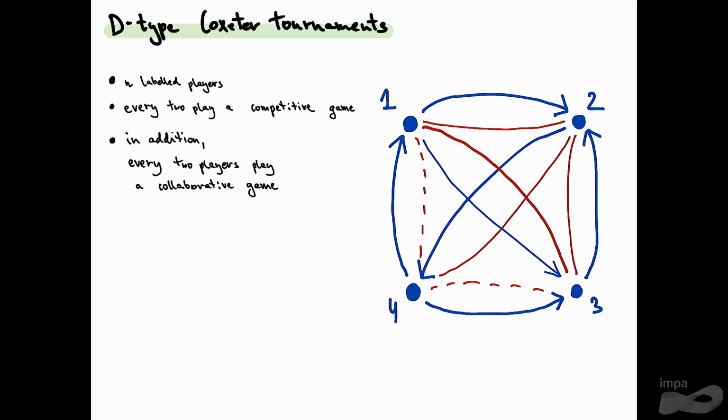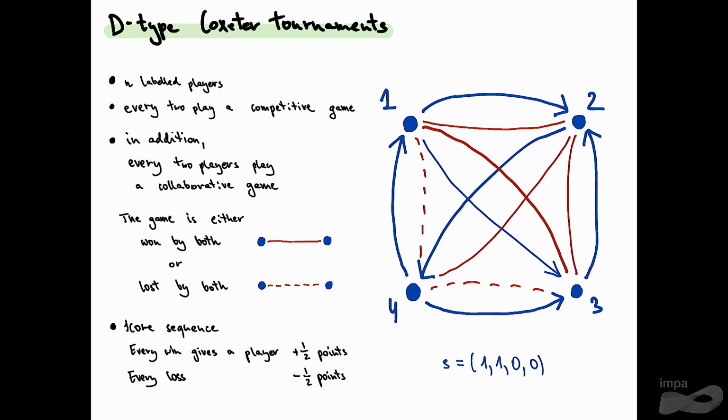Okay, so there are many edges, but the idea is that every two play a competitive game, and in addition they play this collaborative game, and the collaborative game can be either won or lost by both players, this collaboration. Okay, so this is the kind of tournament that I will study.